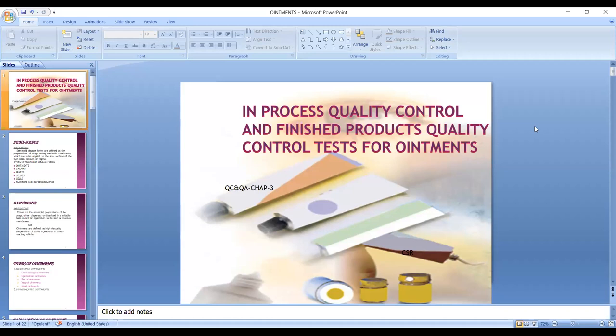Dear students, in the previous class I discussed quality control and quality assurance, chapter 3, that is, the in-process quality control tests for capsules. And today I will talk about the in-process quality control and finished product quality tests for ointments.